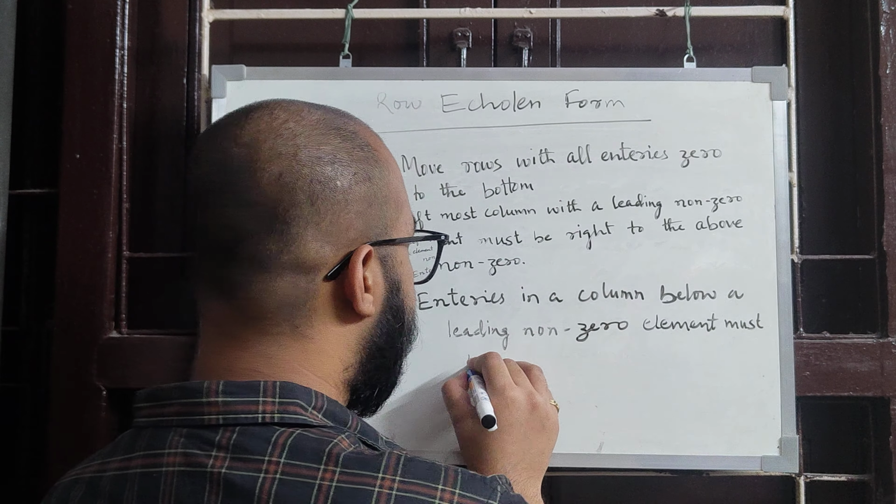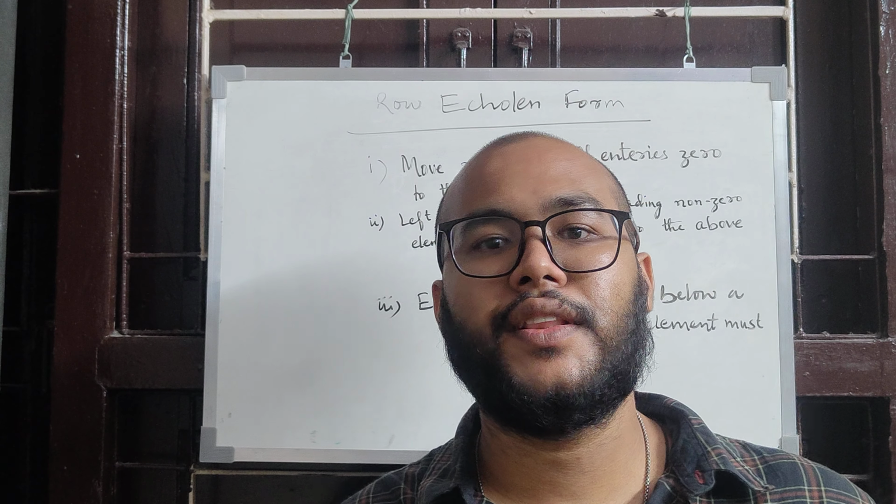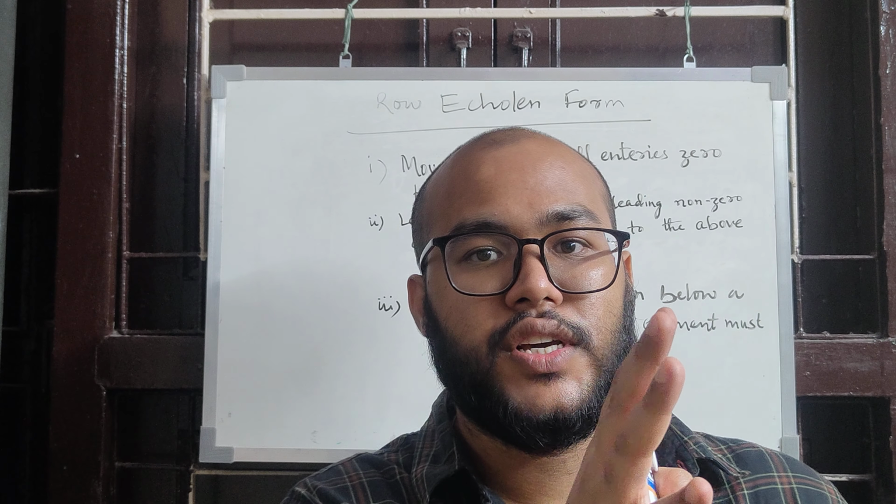Second is the leftmost column with a leading non-zero element must be to the right of the one above it. Suppose we have taken column 1, there is a non-zero entry in row 1, so we keep it as the leftmost, and any leading non-zero element in the next row should be to the right of it. Or we can say that if row 2 has a leading non-zero element, then row 1's leading non-zero entry must be to the left of it.